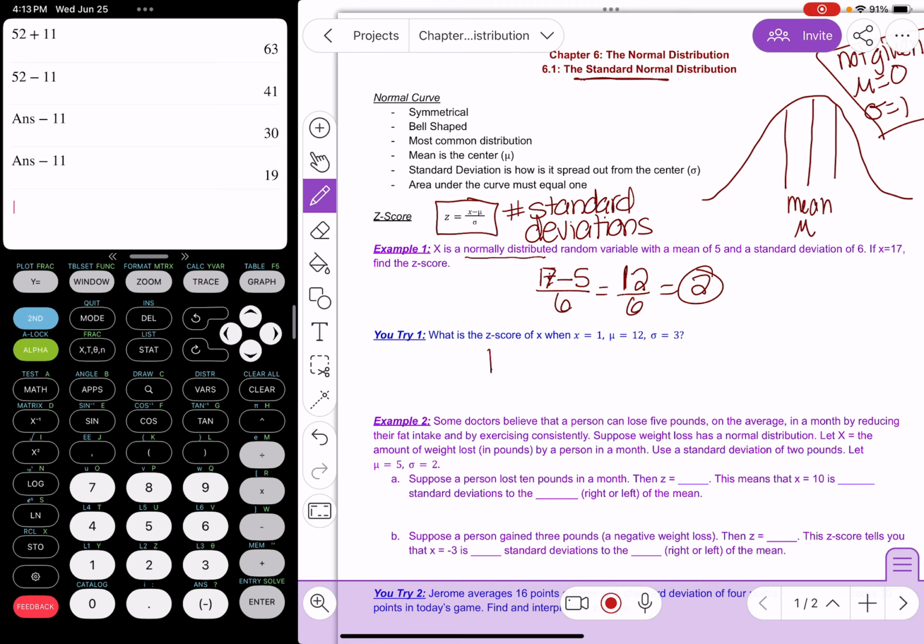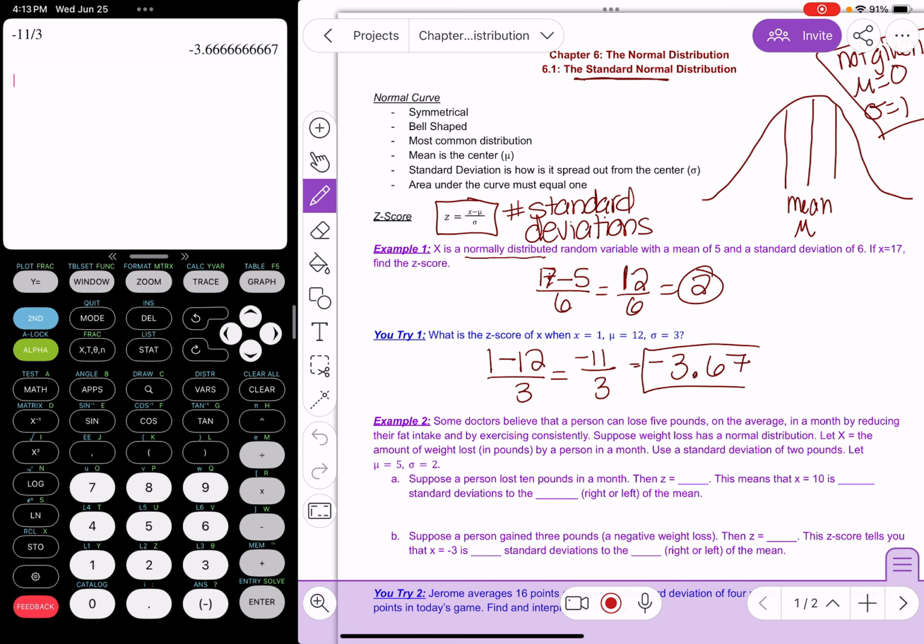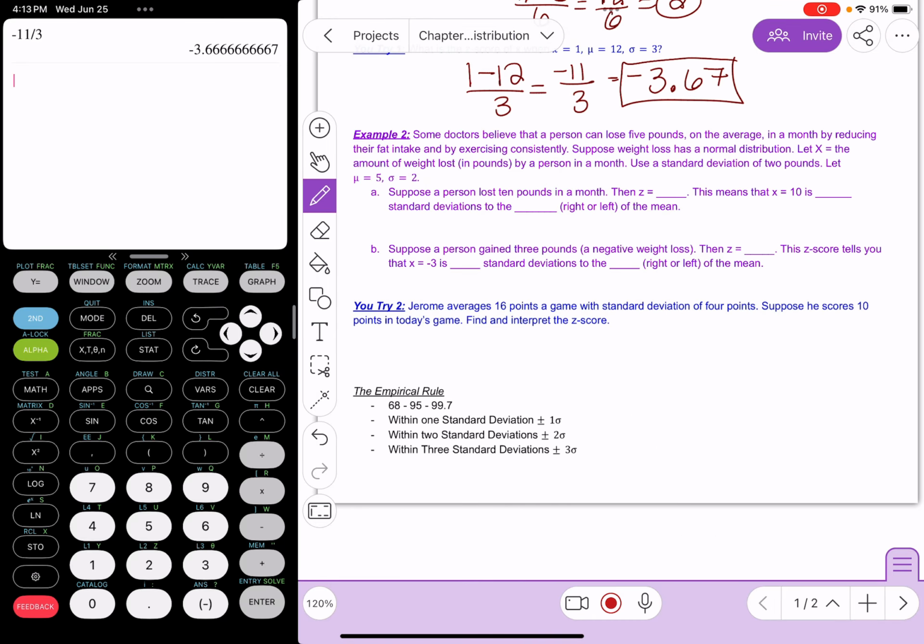So x is 1, mean is 12, standard deviation is 3. 1 minus 12 is negative 11, and negative 11 divided by 3 is negative 3.67. So that would be our z-score. All right, let's look at example 2.